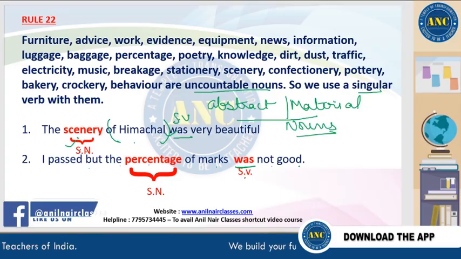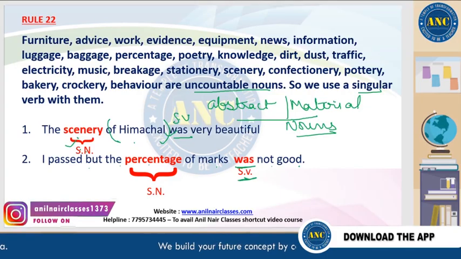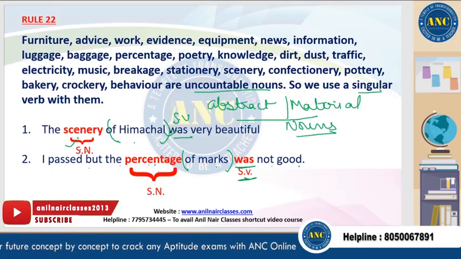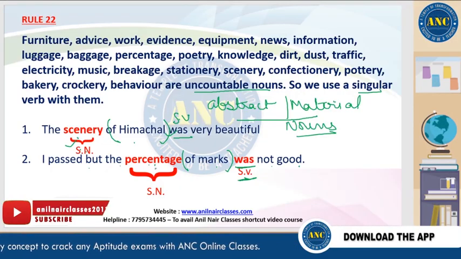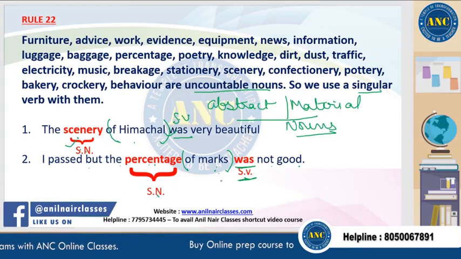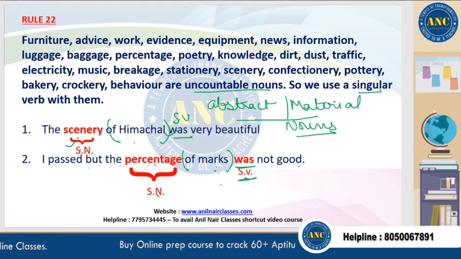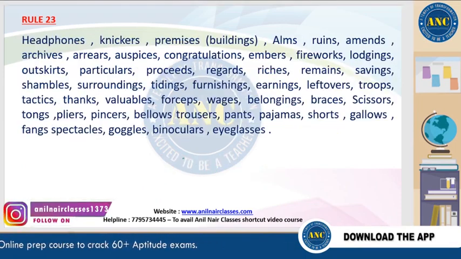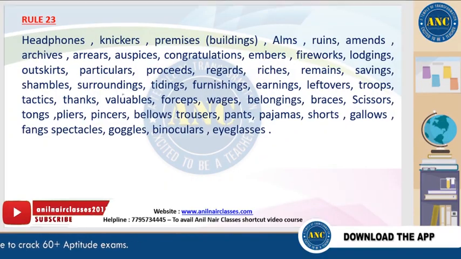So was is the singular verb. What was not good? The percentage was not good. Of marks is the prepositional phrase, and we know the object of a prepositional phrase cannot be the subject. So the percentage is a singular subject, which is why the singular form of the verb is used. Clear? Right? Fine, the point is clear of rule 22. Next.